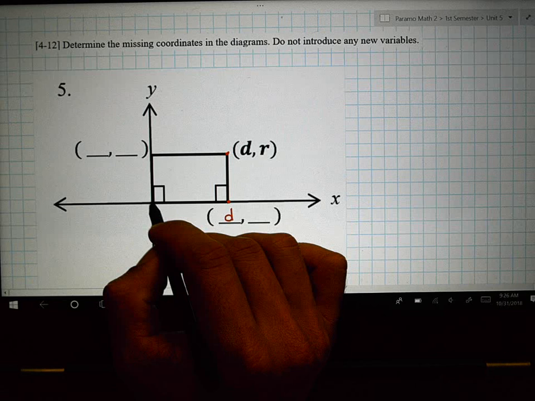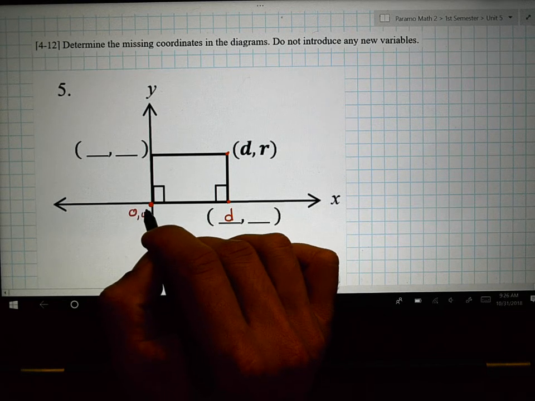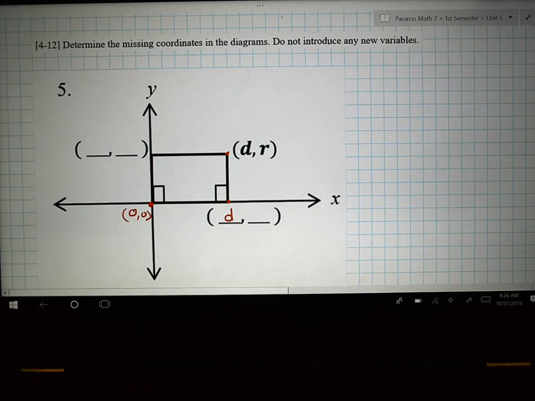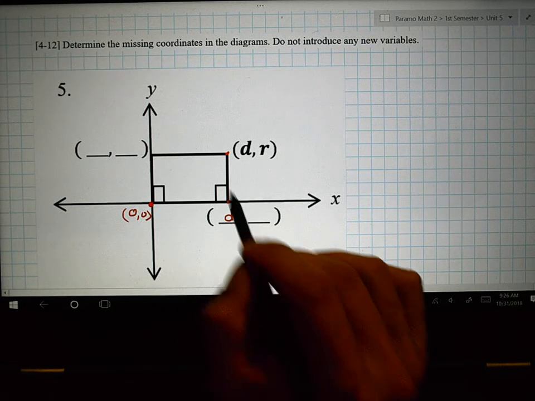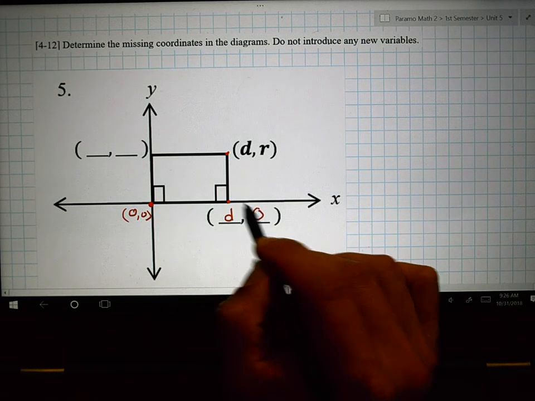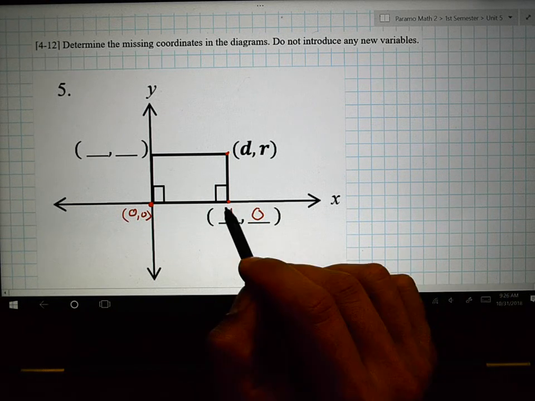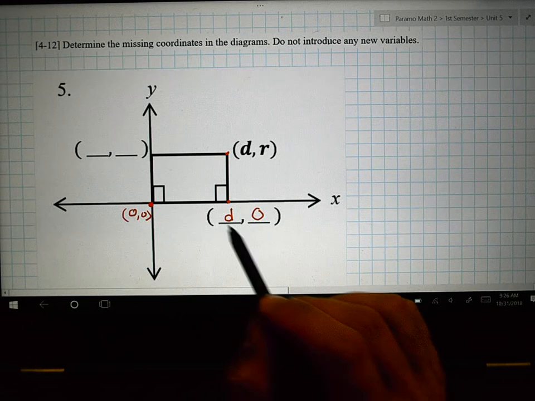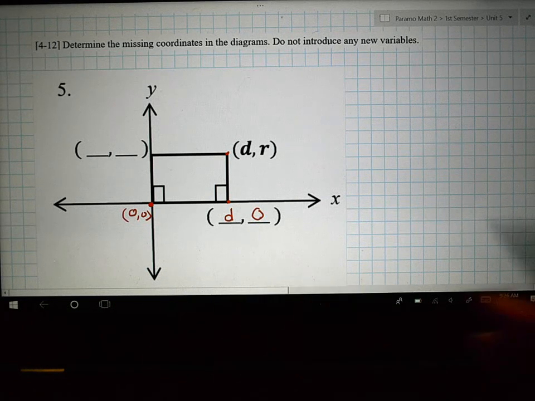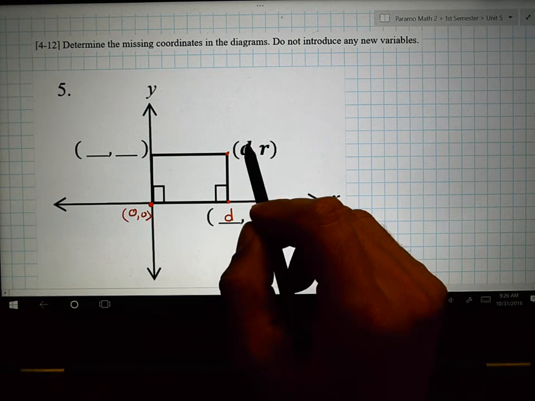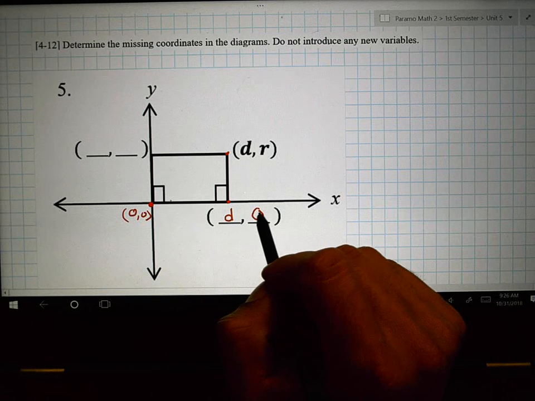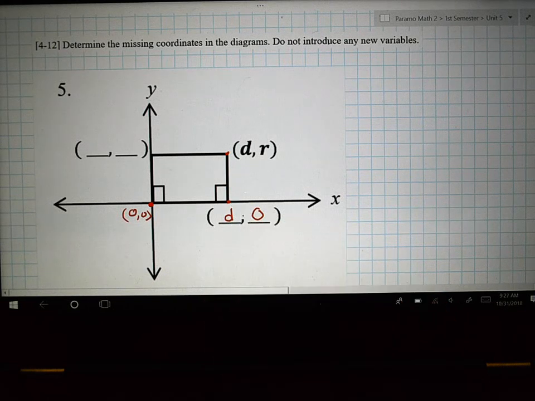x-intercept. If I think about this point is at 0, 0. We can use zeros. That's okay. We just don't want to introduce any new variables. How far up did we go? We went 0 units up. It's the same for an x-intercept. If this is an x-intercept, we can put a 0 for the second blank. We're using the horizontal distance, and we're saying that we went 0 units up. That's okay to write down.